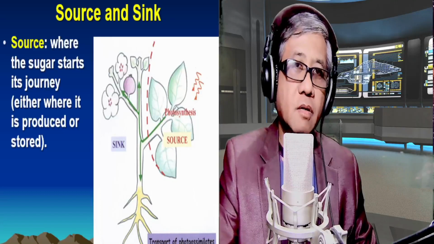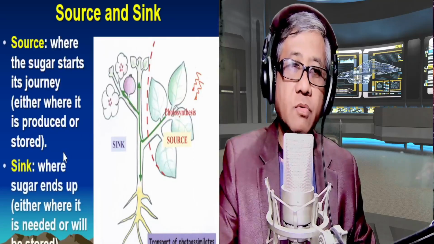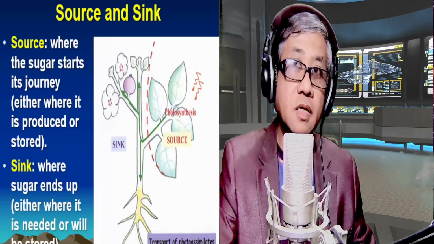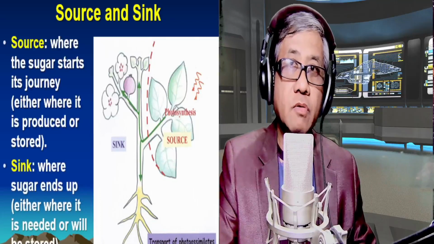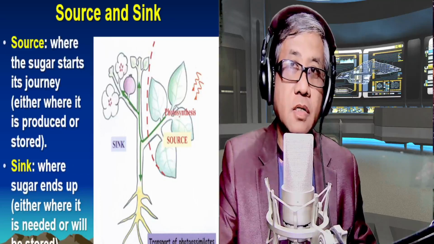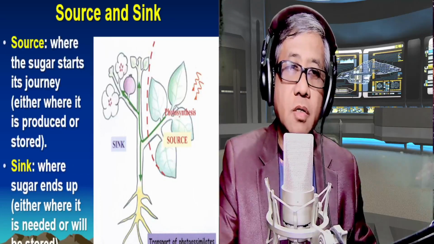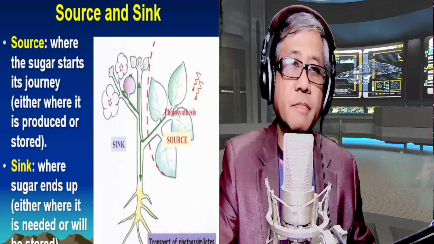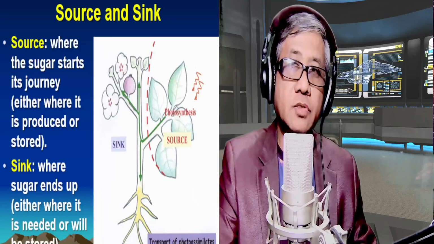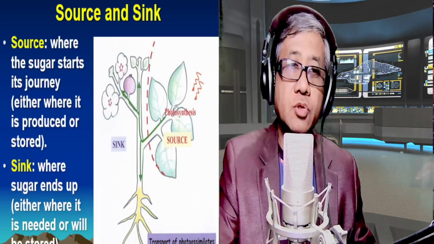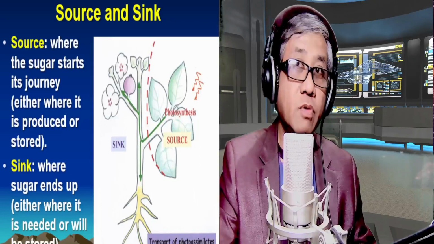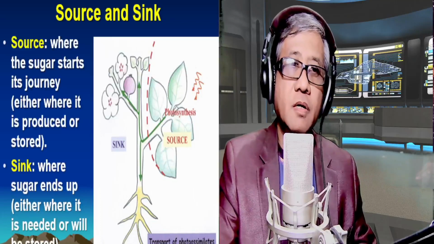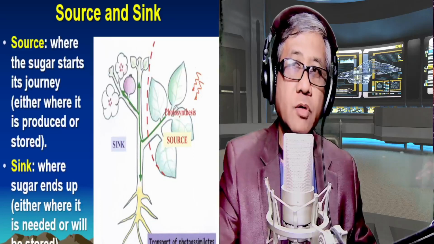Now when we speak of sink, a sink is where sugar ends up, either where it is needed or where it will be stored. For example, flowers. We know that flowers contain nectar, and nectar is a good source of sugar, so the sugar will be needed by the flower. Or for example, fruit. Fruit can also be a sink. That's where the sugar ends up. That's why most fruits are sweet, because the sugar ends up there, or in the flower where there is nectar. This is the part of the plant where sugar ends up, either where it is needed or will be stored.